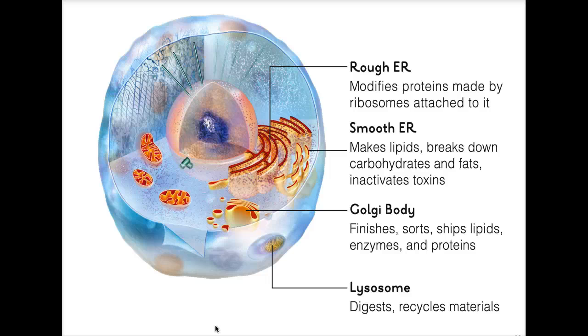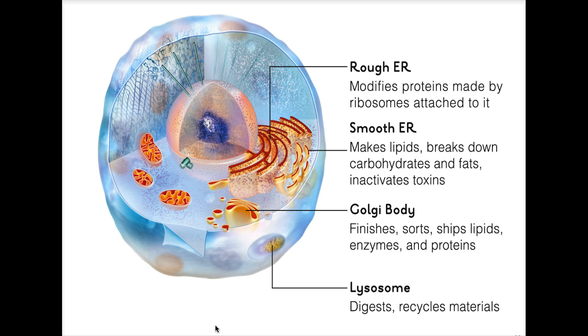The smooth ER can also make lipids, decompose or break down through hydrolytic reactions, carbohydrates and fats. And the smooth ER is found in large quantities in organs which are responsible for detoxification, such as your liver. These materials can then pass into the Golgi body or the Golgi apparatus. And the Golgi apparatus is the organelle that is involved with packaging and distributing cellular contents.